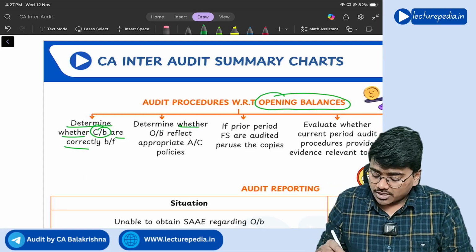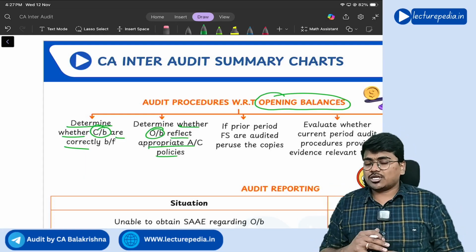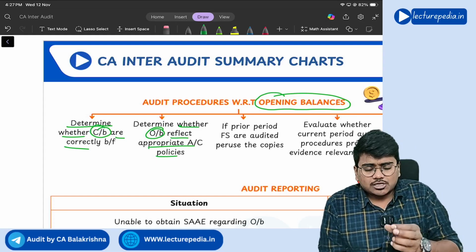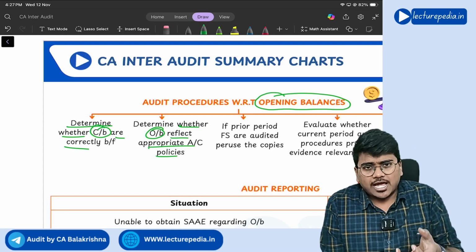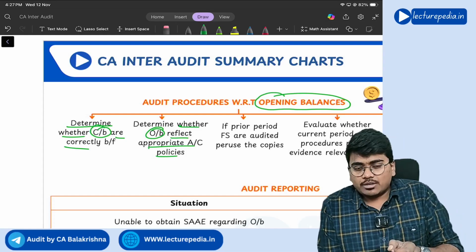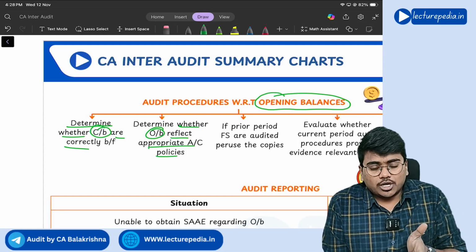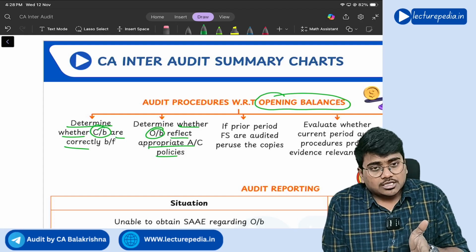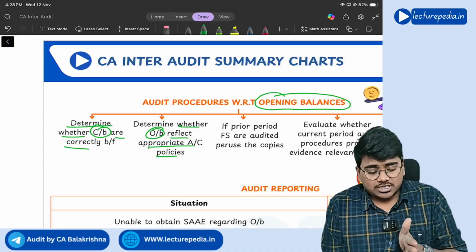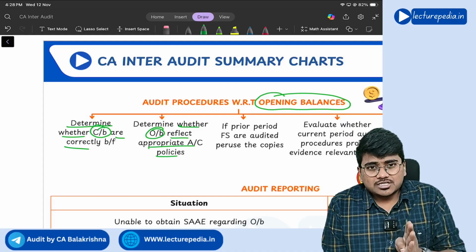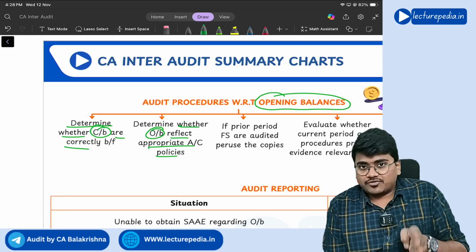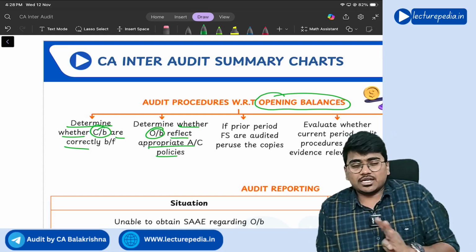Next, determine whether opening balances reflect appropriate accounting policies. So in the opening balances, whatever accounting policies have been used, are they correct? The first requirement is that whatever accounting policies are reflected in the opening balances should be followed in the current period. Before that, you should first check whether the accounting policies followed in the opening balances are appropriate, are they correct? If they are correct, then they should be followed similarly in the current period also.